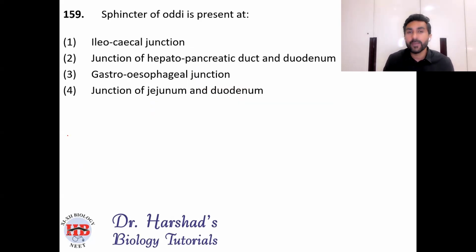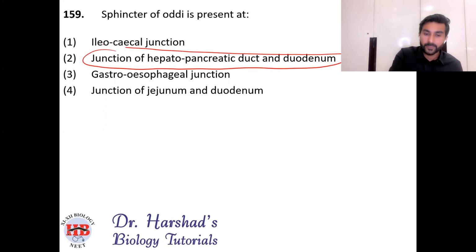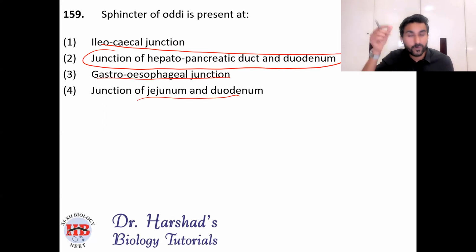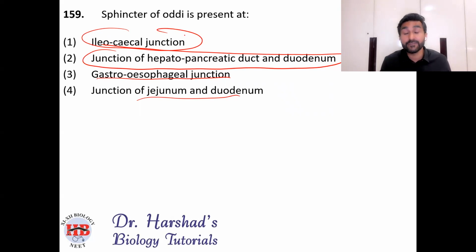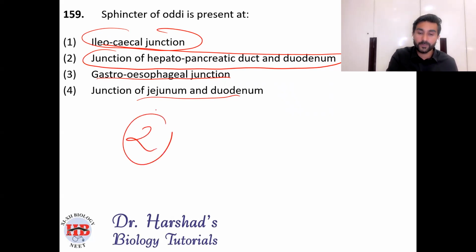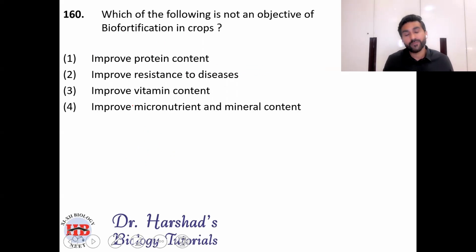Sphincter of Oddi. If you remember, the hepatic duct and the common bile duct, and the pancreatic duct both fuse together and open into the duodenum. That opening is guarded by the sphincter of Oddi. So the answer in this case would be the junction of the hepatopancreatic duct. Jejunum and duodenum do not have any sphincter. Gastroesophageal junction has something called the cardiac sphincter, and ileocecal junction has something called the ileocecal valve. So in this case, our answer would be option number 2.